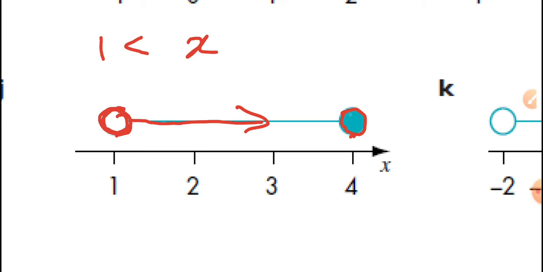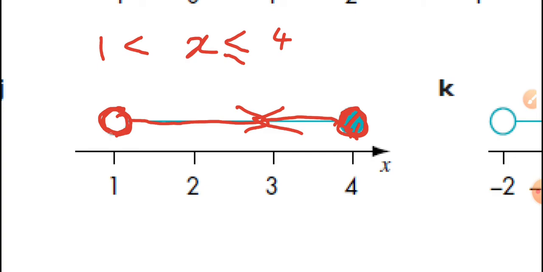Now looking at this one, I can see it's got something to do with the number 4, and the line is going this way from 4, so x is less than 4. So because x is less than 4, I have to put this sign in, and also because this one's shaded, it means x is also equal to 4. So x is equal to 4 or less.